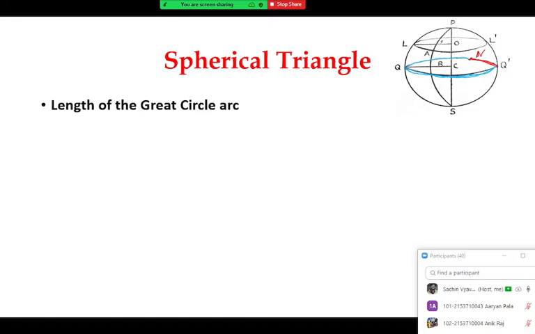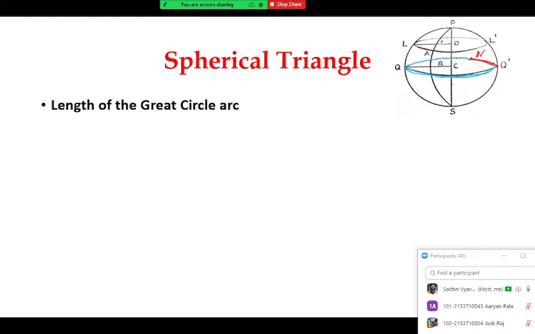Anyone have a guess to measure the length of arc NQ'? Length of the arc NQ'. First of all, it is not a straight line, so we cannot use a distance formula there to measure the length NQ'. Okay, so what is the difference mainly?